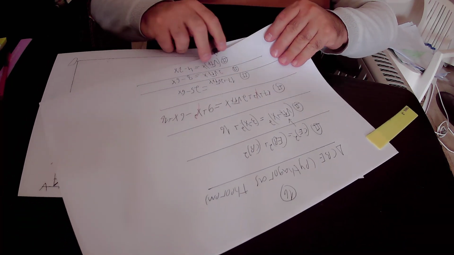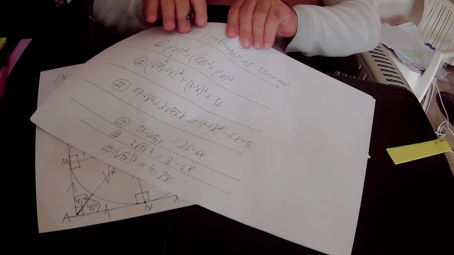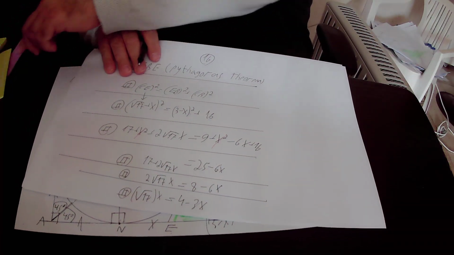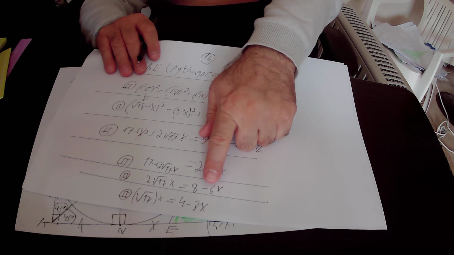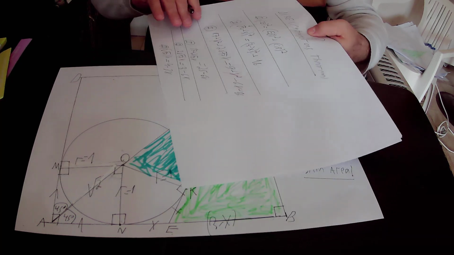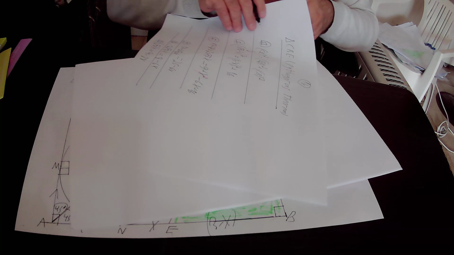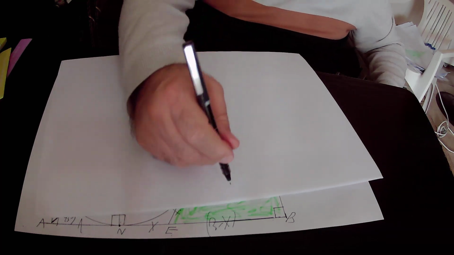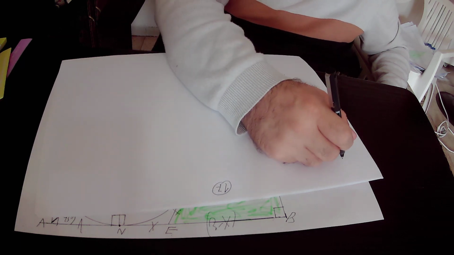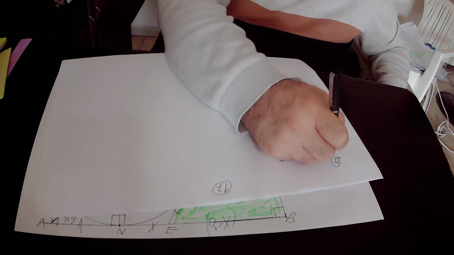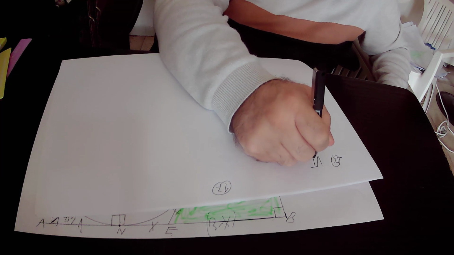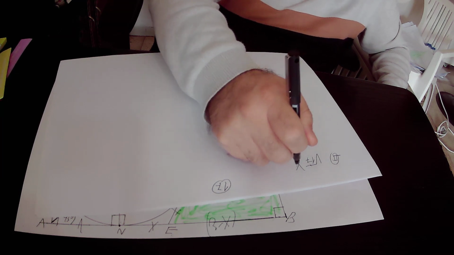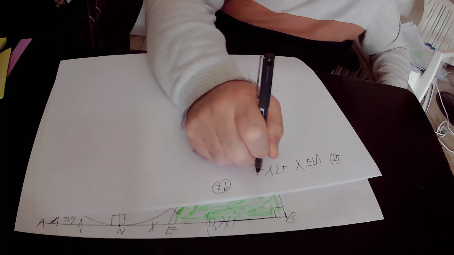So in conclusion, we got that according to equation number 2, the square root of 17 times x equals 4 minus 3x. Here we will add 3x to this equation, and we will get that the square root of 17 times x plus 3x equals 4.